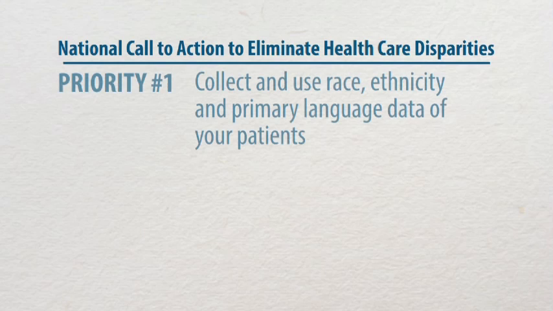working towards. The first priority is to collect and use race, ethnicity, and primary language data of your patients. Collecting that helps you to know your patient population. And the second part is using that data to look at your quality information, your safety information, to see if there are any disparities between different races, ethnicities, or language styles of patients.